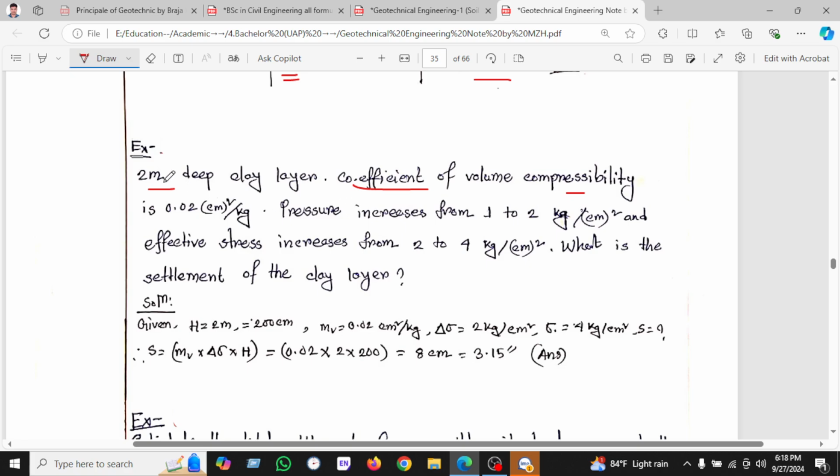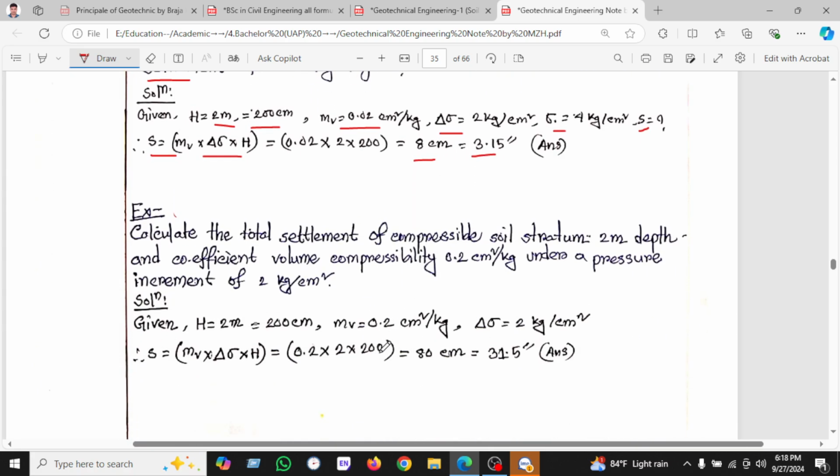Another calculation we have seen: a 2 meter deep clay layer, and the coefficient of compressibility Mv is given as 2.2. The pressure increase from 1 to 2 kilonewton per meter squared is given, and the effective stress goes from 1 to 2, so we have taken the 2 kilonewton per meter squared. What is the settlement of the clay? We know the settlement equals Mv into delta sigma into H, and found 3.8 centimeter, which is 3.1 inches.